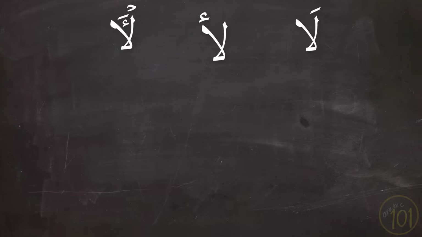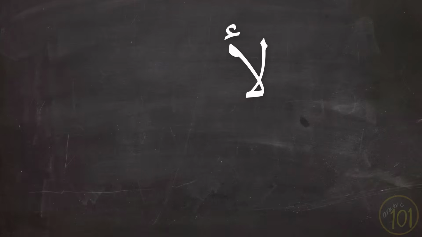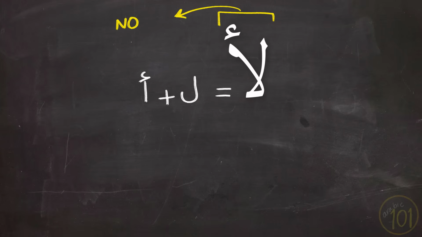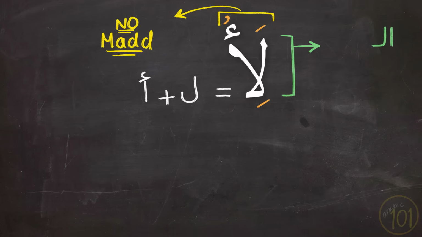Moving on to the second combination, which happens when Lam is followed by a Hamza. It is very important to know that this combination does not contain any med whatsoever. It is a combination of 2 consonants, which could naturally receive normal short vowels or tashkil. This combination is very common when adding a defining article, al, to a word that already starts with a Hamza.